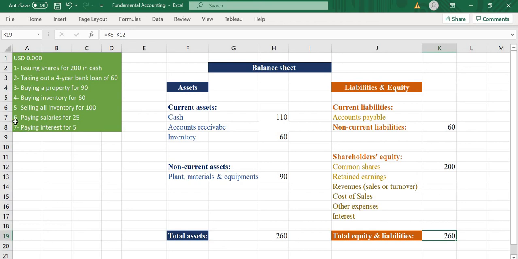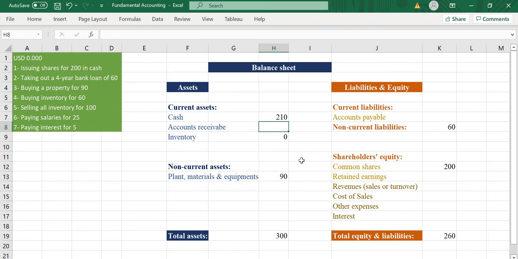Next, the company is selling all inventory for 100. It means that all the company's inventory is gone, by 60, and because the company sold all inventory for 100, the cash amount will be increased by 100.